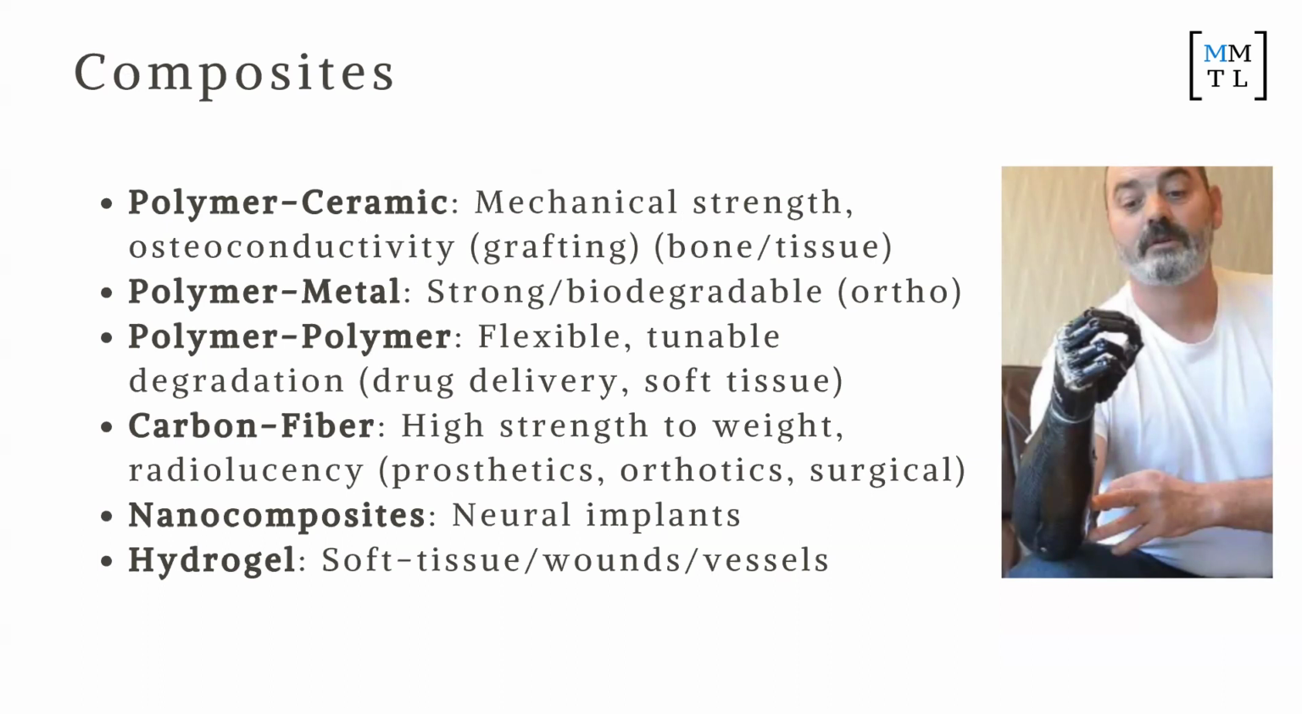Again, very useful for bone and tissue. Polymer metals, strong and biodegradable, so good for ortho. Polymers are flexible, with tunable degradation. So this is starting to become a very hot area of drug delivery, which is, can you actually fine tune a certain drug to be released very slowly over 6 months?